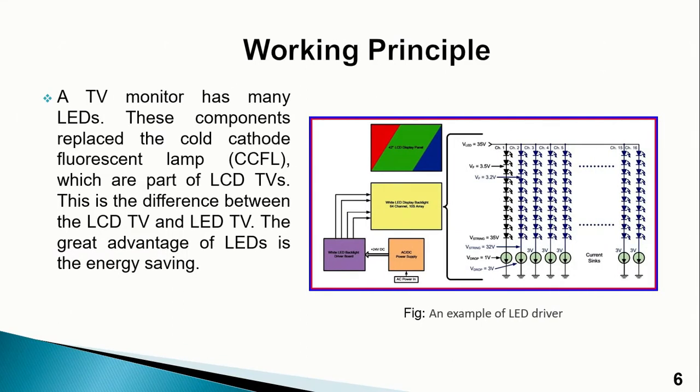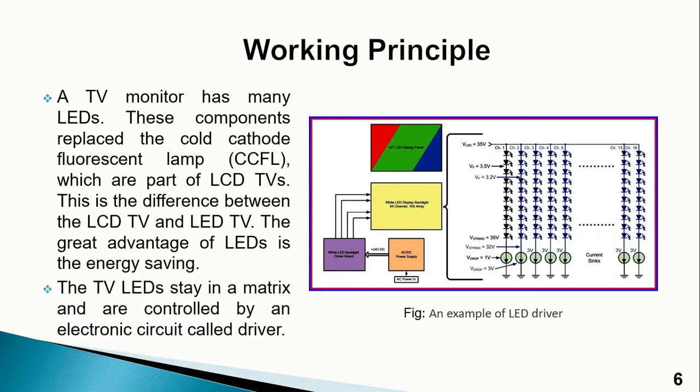Working principle. A TV monitor has many LEDs. These components replace the cold cathode fluorescent lamp, which are part of LCD TVs. This is the difference between LCD TV and LED TV. The great advantage of LEDs is the energy saving. The TV LEDs stay in a matrix and are controlled by an electronic circuit called a driver.